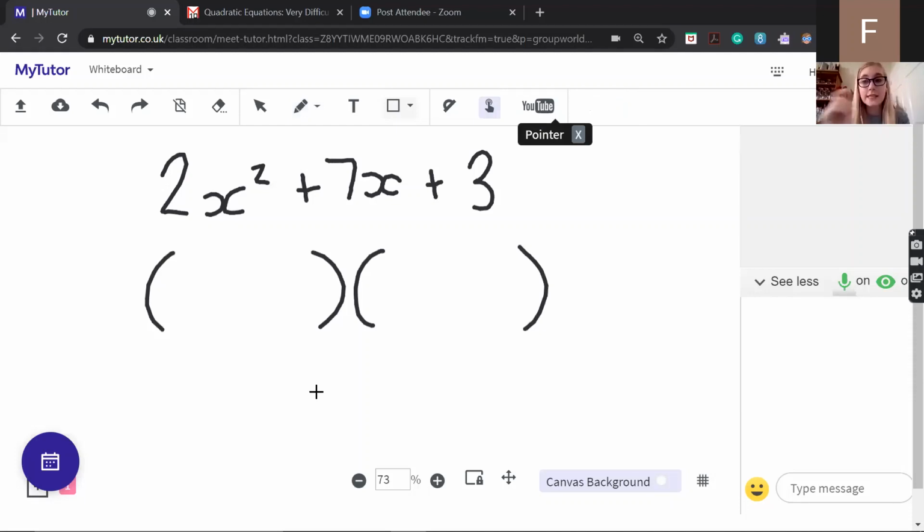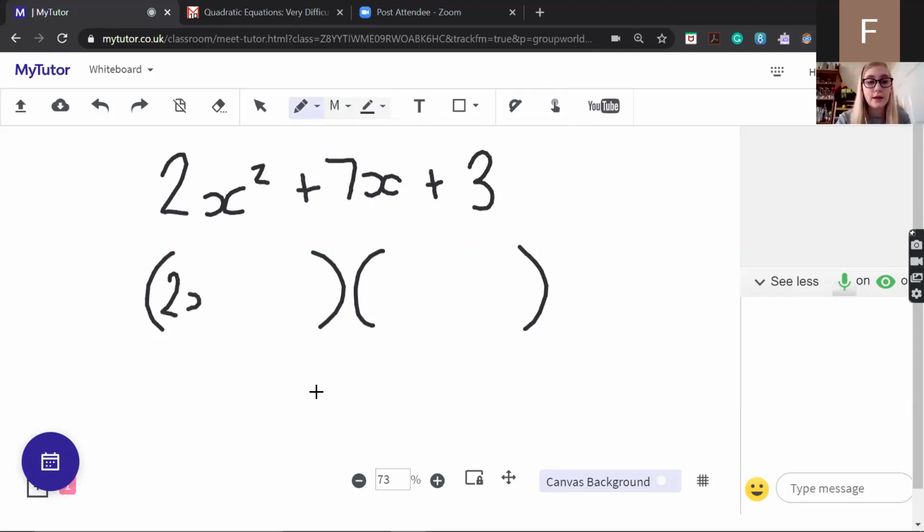Now, the first thing that we have to think about is how are we going to get this 2x squared? Well, when it's x squared, it's by doing x times x. When it's 2x squared, the only way that we can make that is by doing 2x times x. So that's going to be what goes at the beginning of our brackets. Hopefully that makes sense. That's how you get that term.